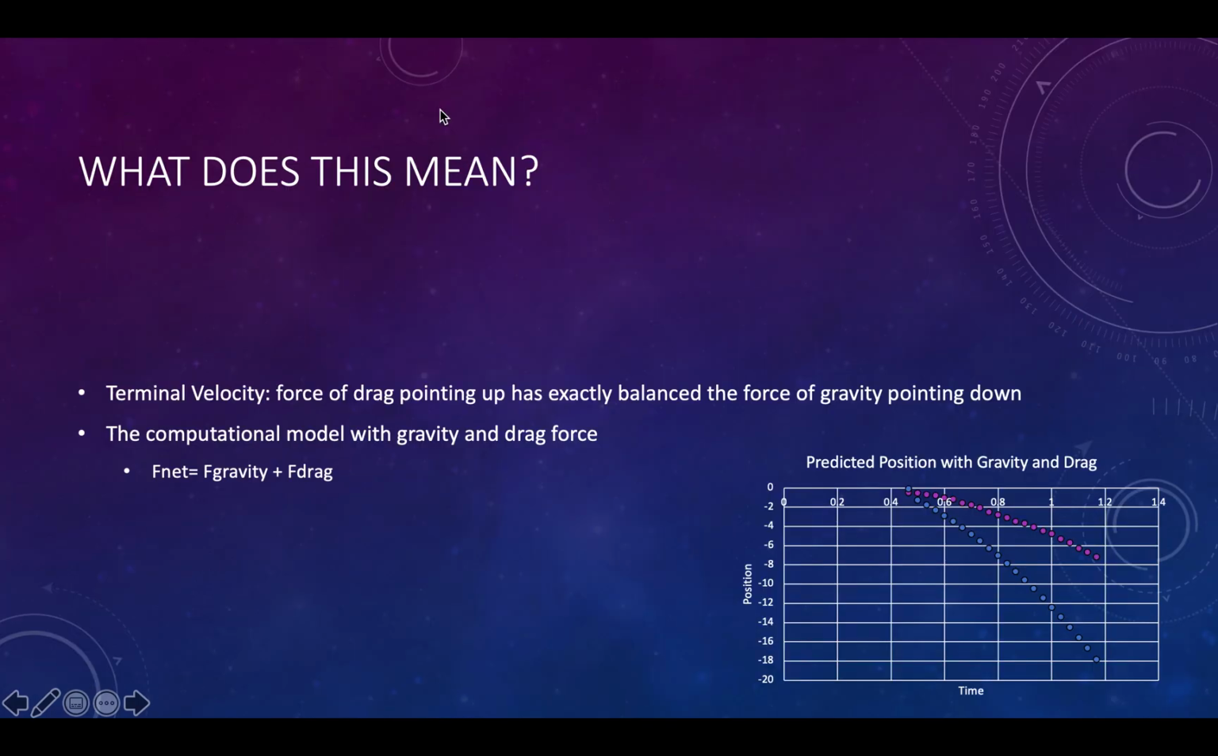With the what does it mean question, we look at the terminal velocity, where the force of drag pointing up has exactly balanced the force of gravity pointing down. They both show terminal velocity, but the graph shows net force being gravity plus drag force.